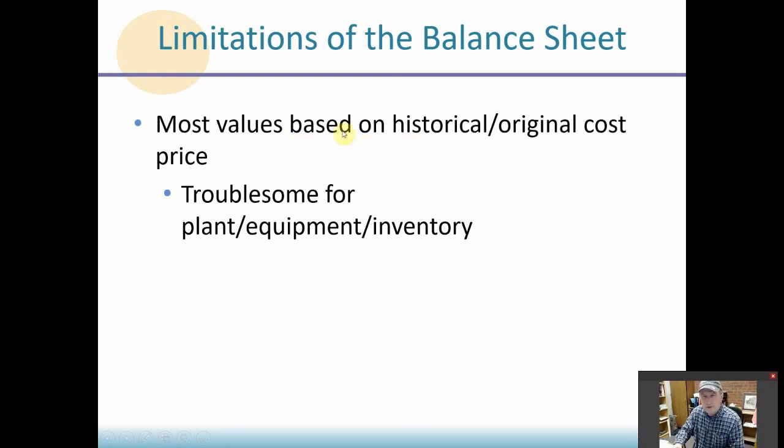Most values on the balance sheet are based on historical cost, right? It can be troublesome for plant, equipment and inventory, but also for real estate. I think those of us that live in farm country here understand that Grandpa bought some land at $50 an acre back then, and that's maybe what it's on our books for. But heck, that might be worth $750 an acre now, right? And so that can make a big difference too, and it can be a limitation of the balance sheet.